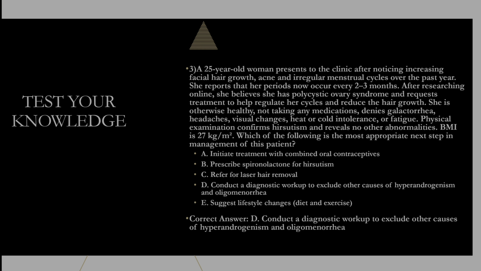So the correct answer is D, conduct a diagnostic workup to exclude other causes of hyperandrogenism and oligomenorrhea. While all of these are decent answers and may all be adequate treatment options at some point in the future for this patient, the first step before initiating any form of treatment for a patient with suspected PCOS is to first ensure that they have PCOS.